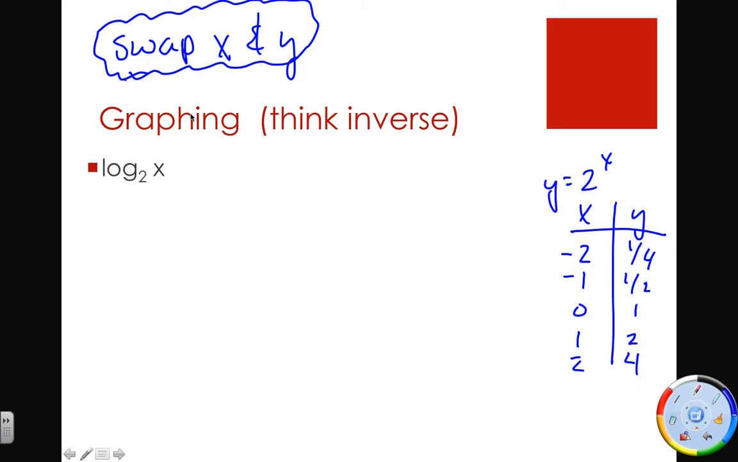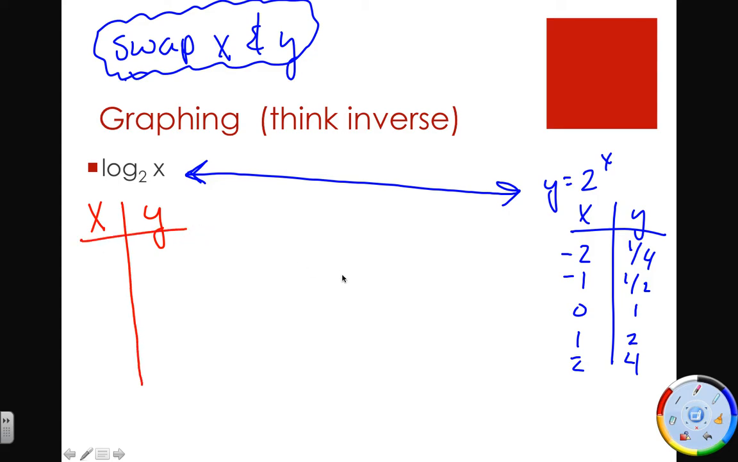Now, here's what's nice about these two things being inverses. Notice it's log base 2 and exponential base 2. Because these two things are inverses of one another, their tables are going to look very similar, and it has to do with swapping x and y. In this case, I can take these values and swap x and y, which means I get 1/4, 1/2, 1, 2, and 4, and I get -2, -1, 0, 1, and 2. And that's actually the table that we're going to use to graph the logarithm.